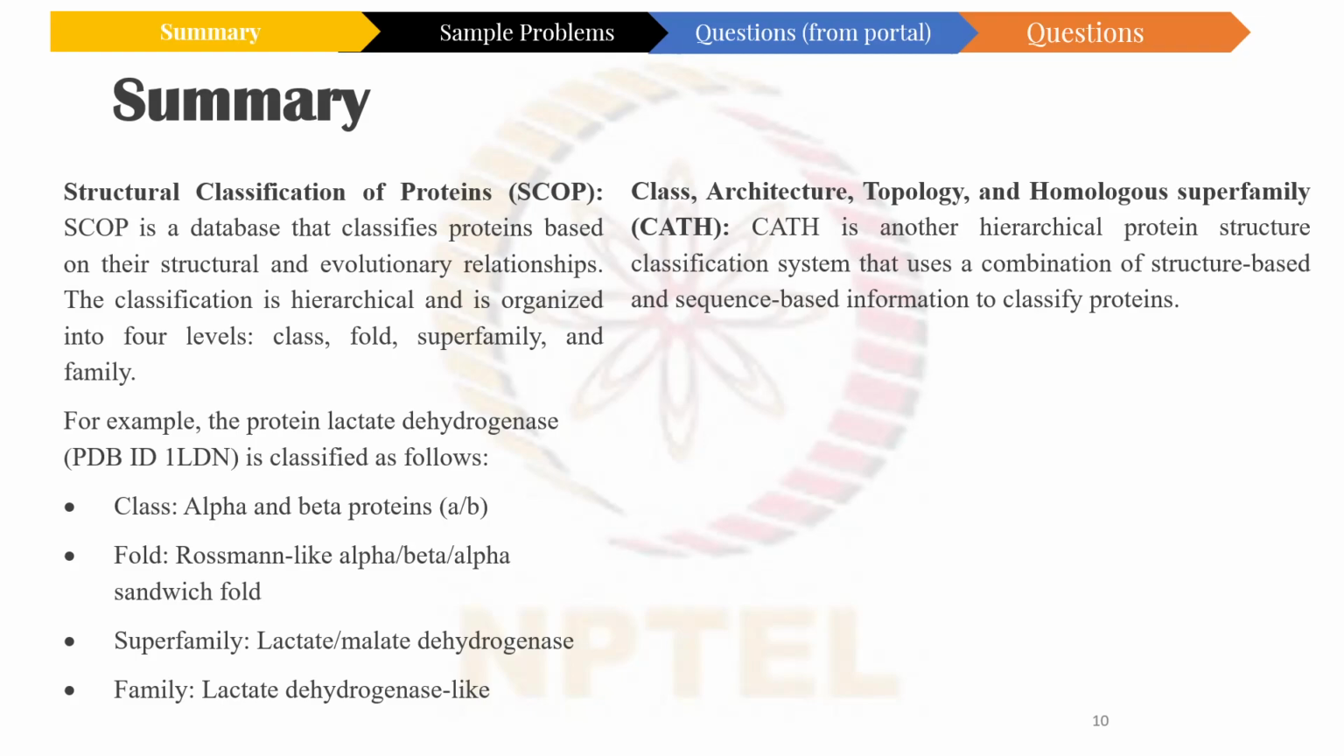Next is topology. Here the classification is performed using the secondary structure content and their arrangements. Finally is the homologous superfamily, that is H. Each topology is grouped into homologous superfamilies based on their sequence and structural similarity.